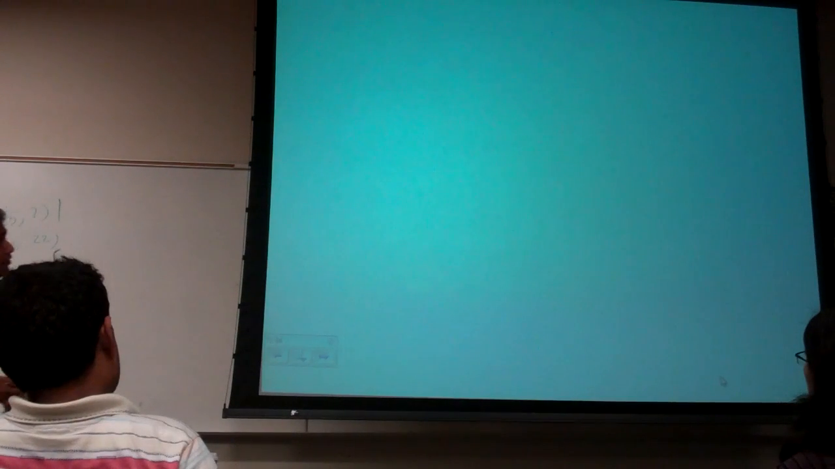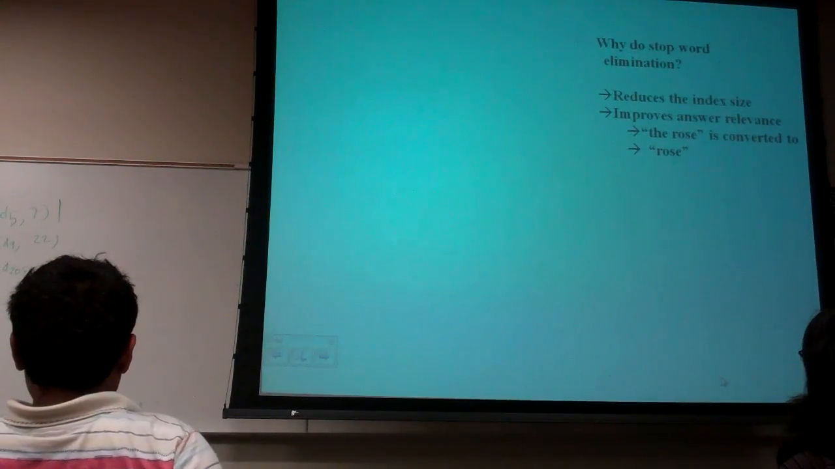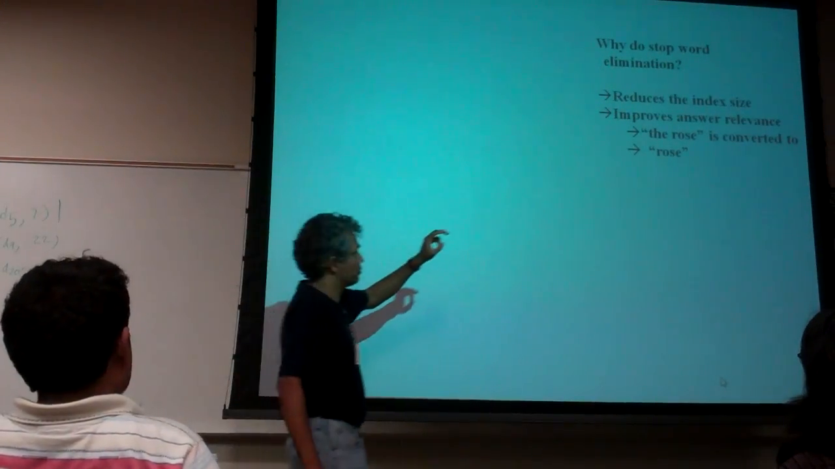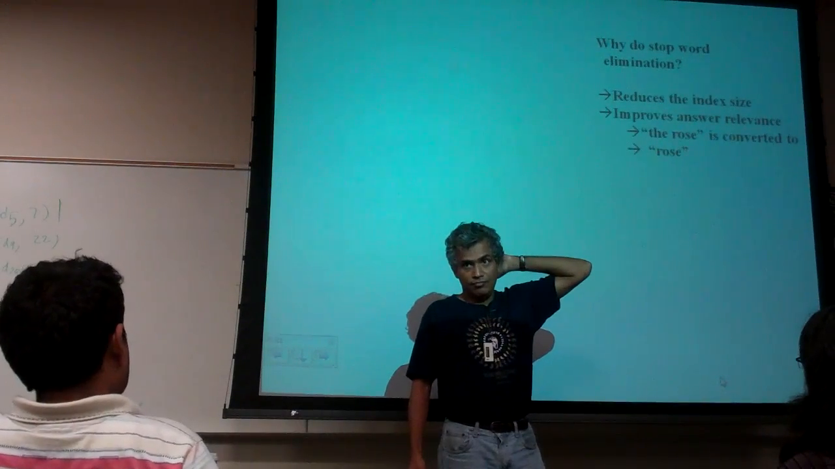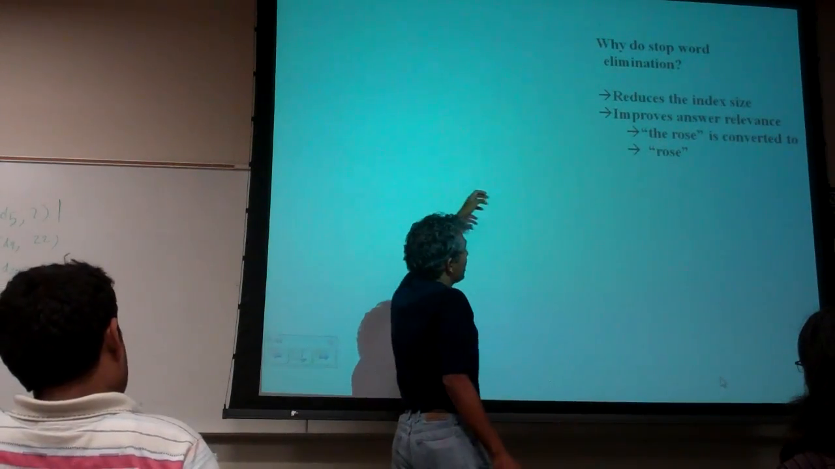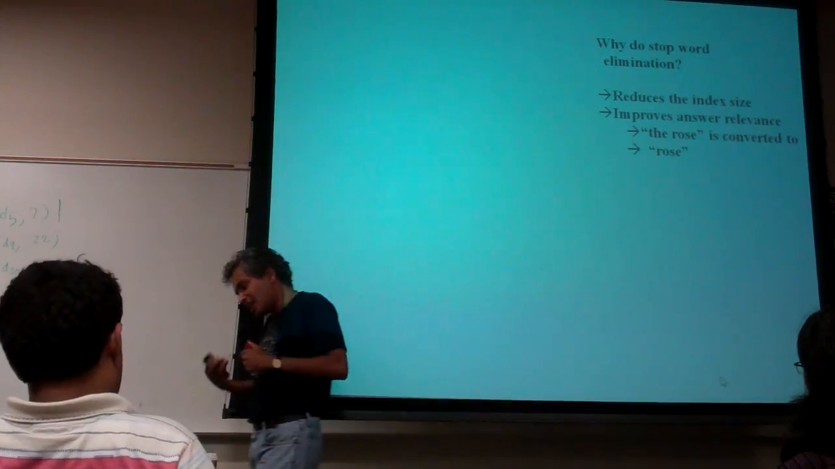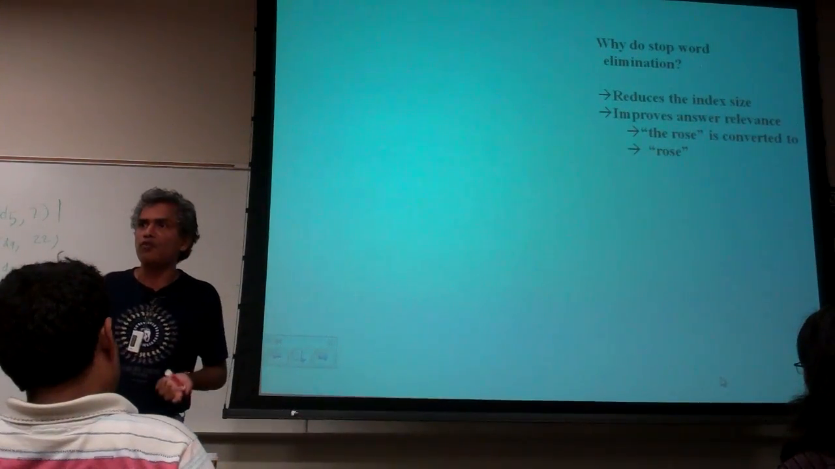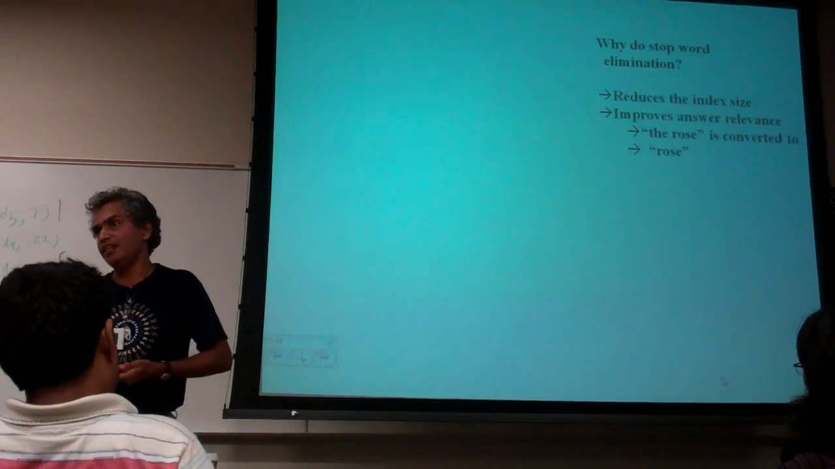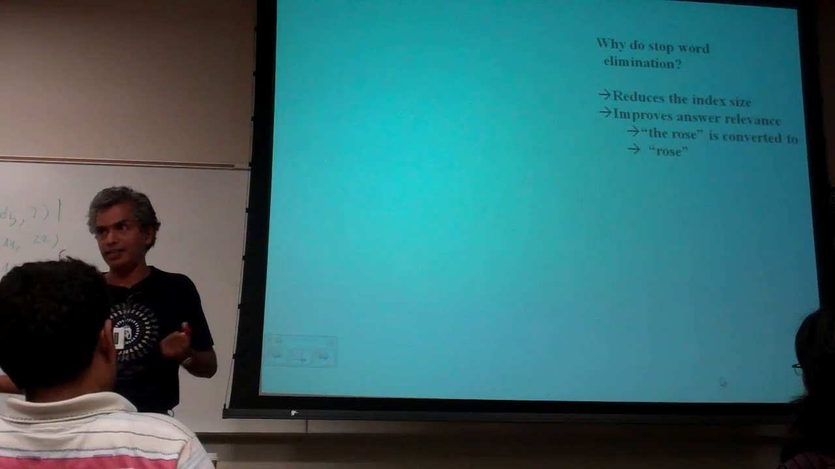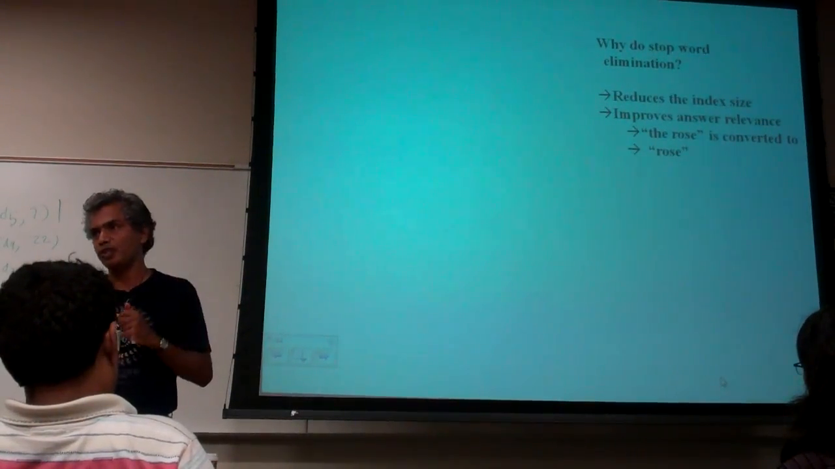So the question is, why do you do stop word elimination and stemming? For two different reasons. One is that it reduces the index size. The other is that it improves the answer relevance. In traditional IR, if you don't separate the word weights, then giving the same weight to the, and to white, and to house would be different. It's not as good as giving lower weight to the. Those are the two reasons.